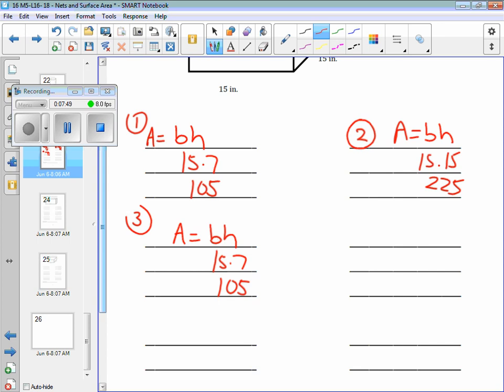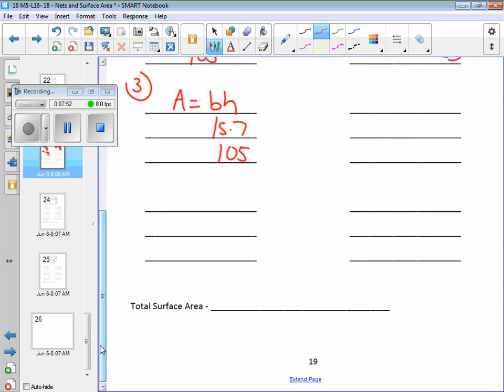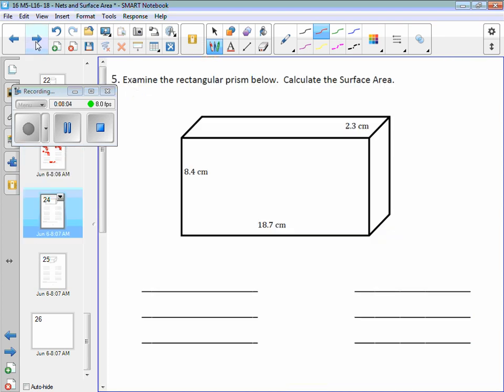Go ahead, Diggs. What'd you get? 870 what? No naked numbers. Square inches is right. Okay. All right, that's good. And then you got one with decimals.